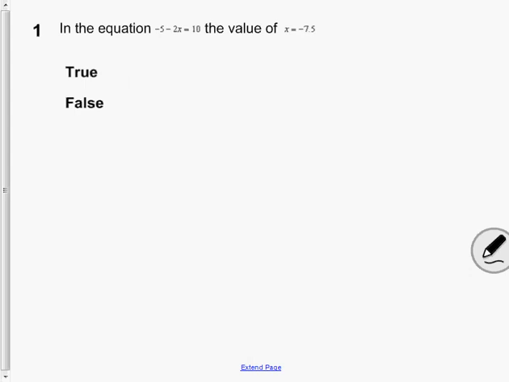For the first one, we have a whole bunch of true and false. It says in the equation, -5 minus 2x equals 10, the value of x is -7.5, true or false. In order to solve this, we can do one of two things. We can isolate the variable and see if it is -7.5, or we can substitute -7.5 into x and see if both sides are equal. So there's really two ways to do it.